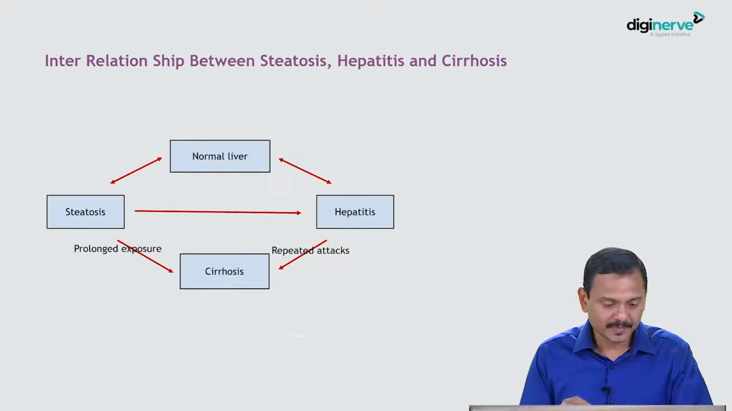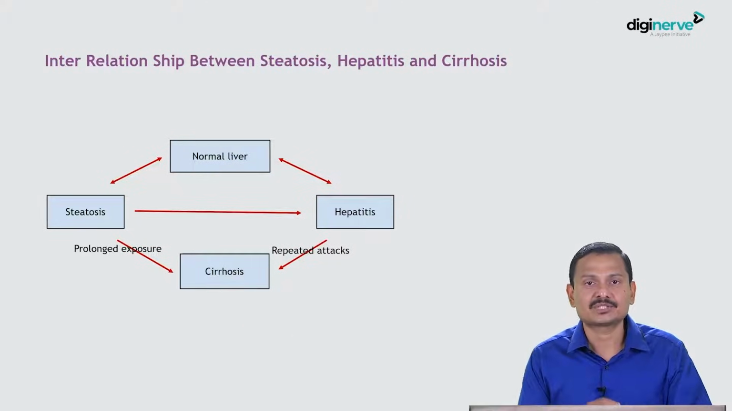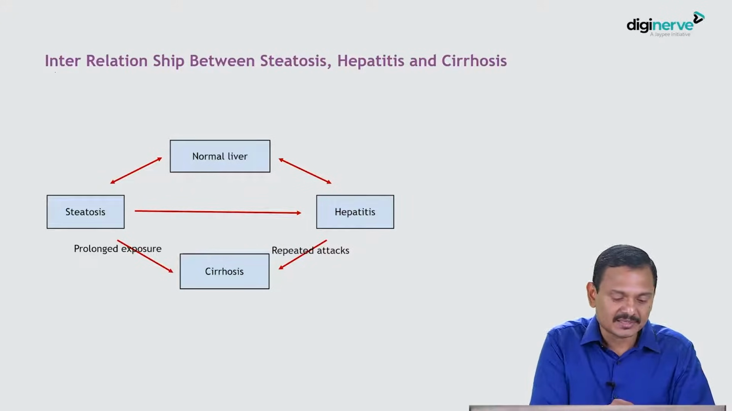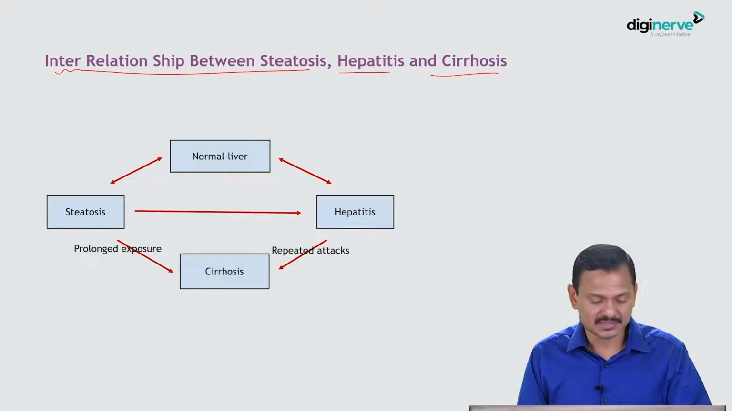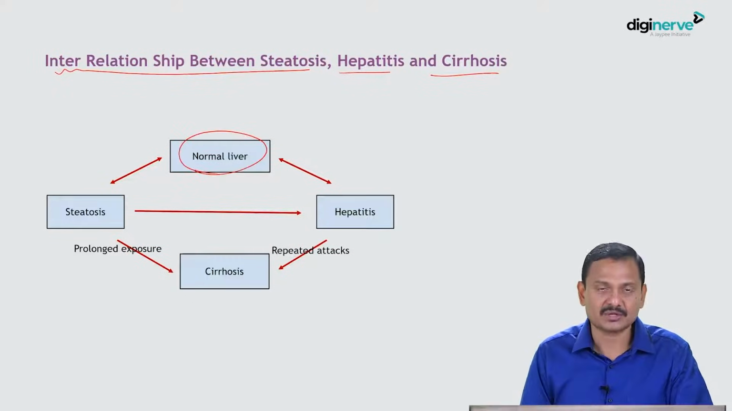Now we have learned about steatosis, we have learned about steatohepatitis. Now what is the relationship between steatosis, hepatitis and cirrhosis? If you see, this is a normal liver.